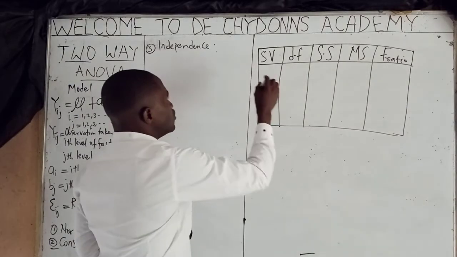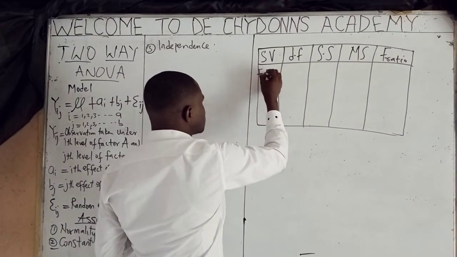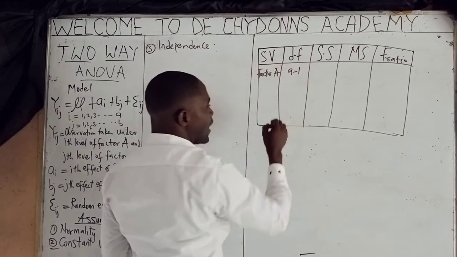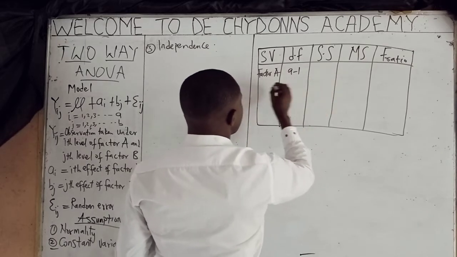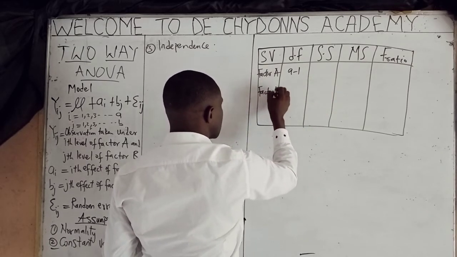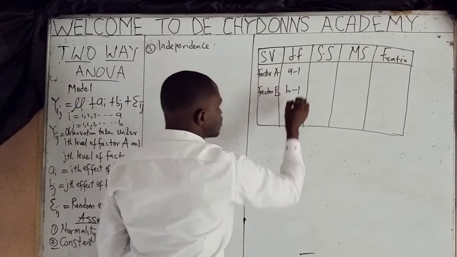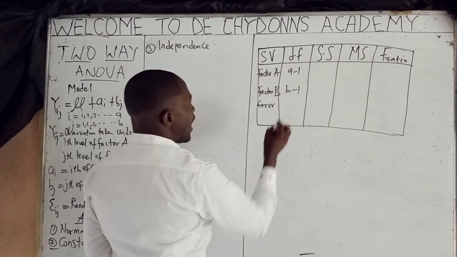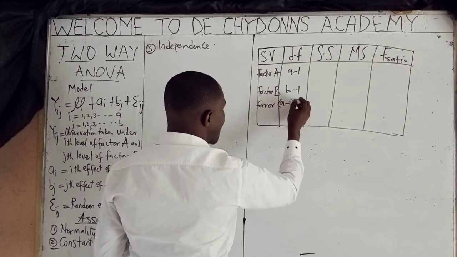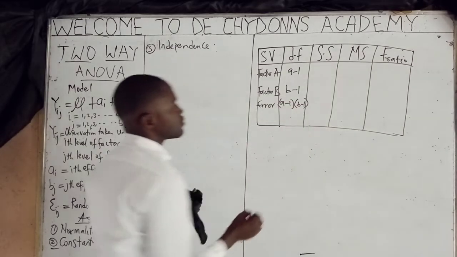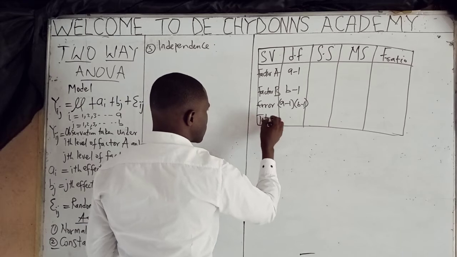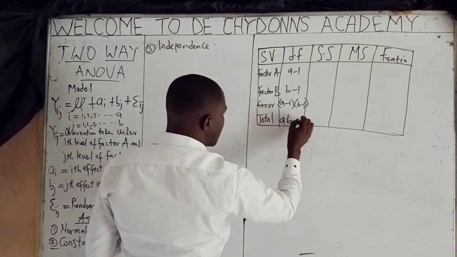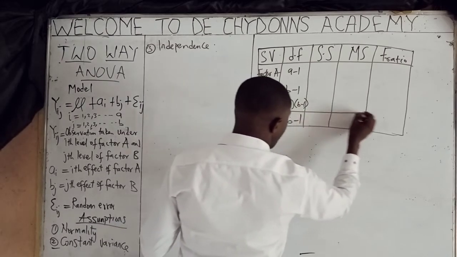Then you say factor A is the first source of variation we have. For factor A, you have a minus 1. You have factor B. For factor B, you have b minus 1. Then error, you have (a minus 1)(b minus 1). Then total, this plus this will give you ab minus 1. So you underline.